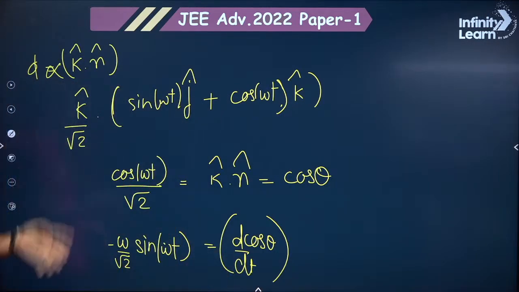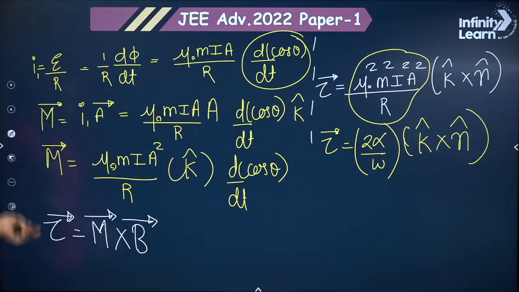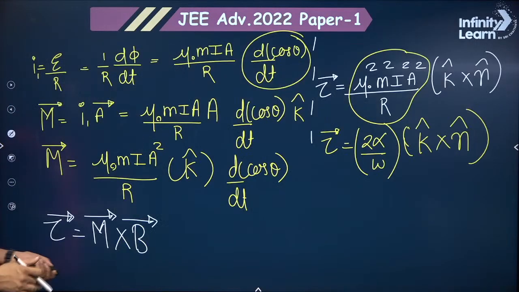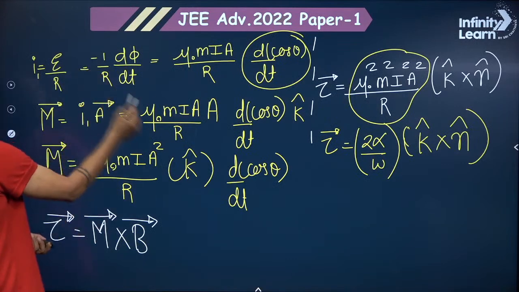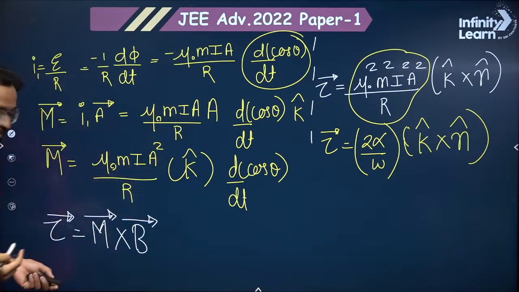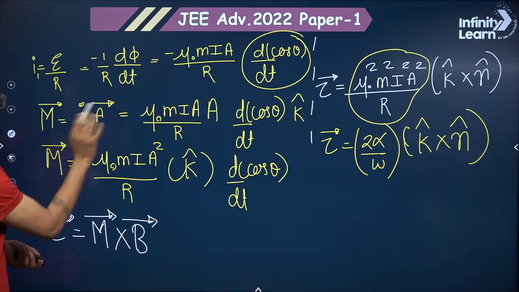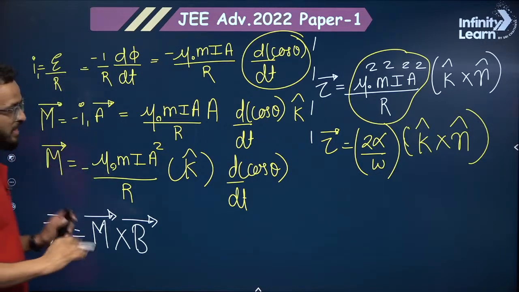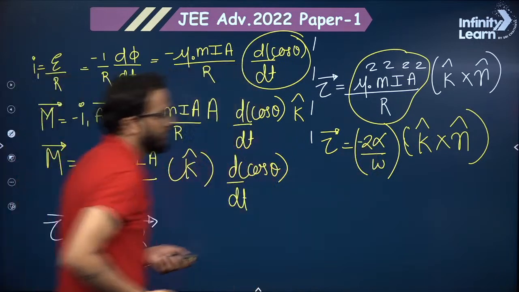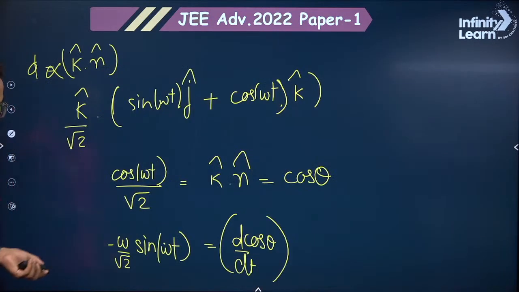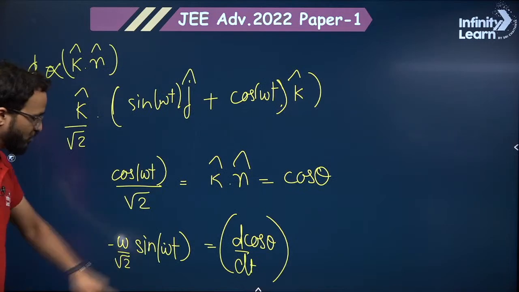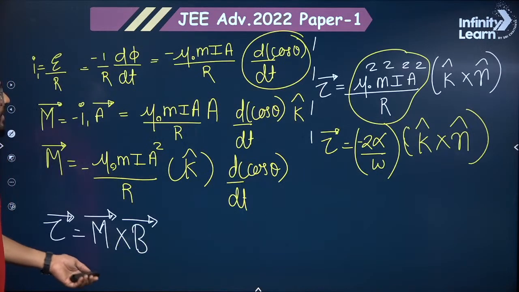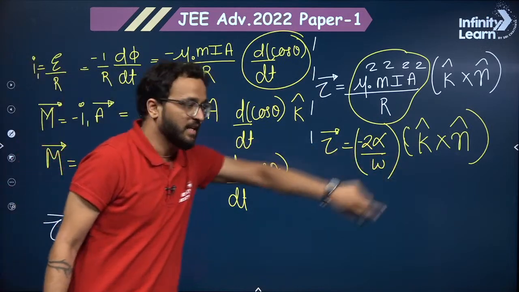One thing we have ignored: while differentiating to get current, EMF is minus d phi by dt, right? So we need to place a negative sign here. Clear? So we will place that negative sign everywhere, till the last. Now finally, we have got this minus omega by root 2 sin omega t, that is d cos theta by dt. Now we have to put it in the final torque value and get the answer.